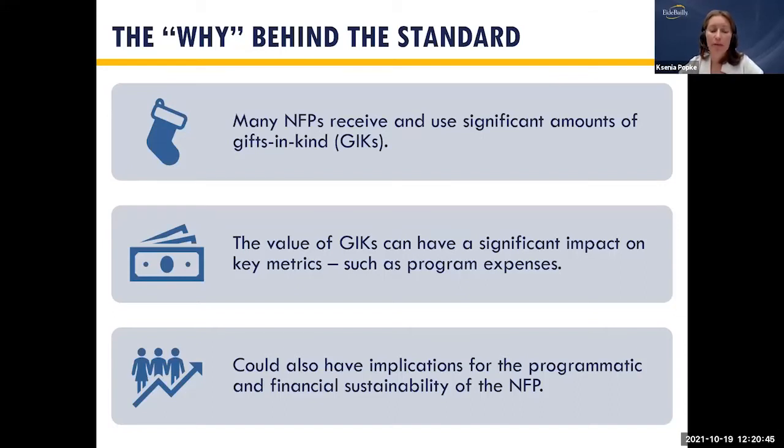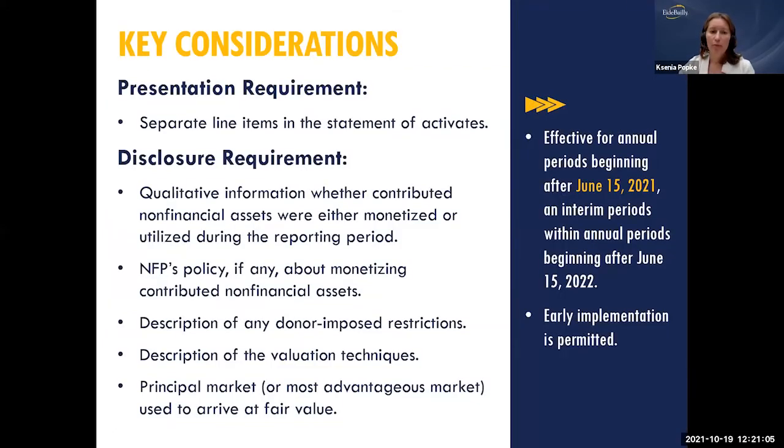So there were a lot of discussions at the FASB level of whether or not this standard was needed, and the consensus was that because this standard covers such a large portion of not-for-profits, some clarity and additional disclosures were needed for the public. So some key considerations here. There will be a requirement to separately present all the in-kind contributions as a separate line on the statement of activities, so that it's very clear how much the organization receives, right from the standard, right from the statement.